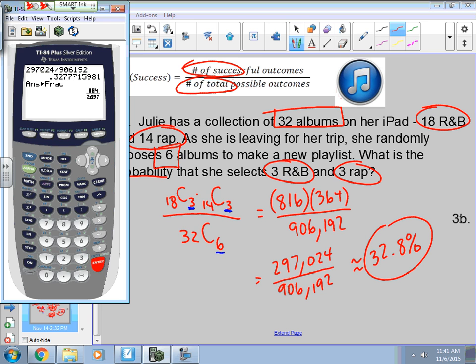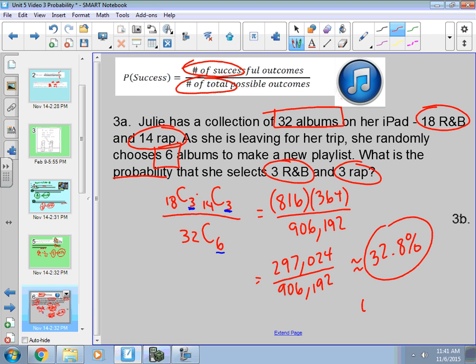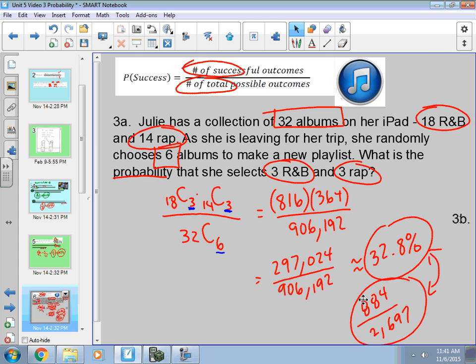So if you had to answer with a simplified fraction, it would be 884 over 2,697. So that would be the simplified fraction probability. That would be the percentage. These two are saying the same thing. All right, let's try part B and see what you get there.